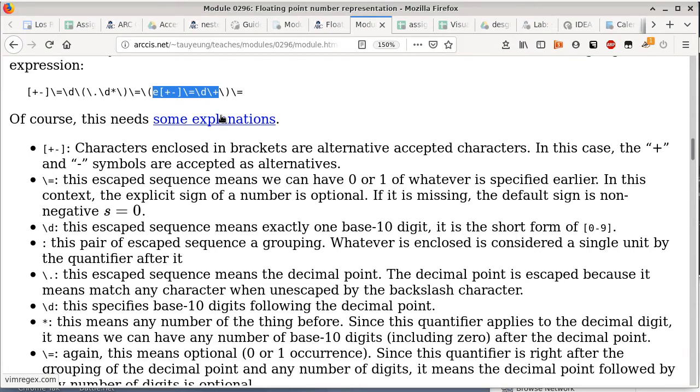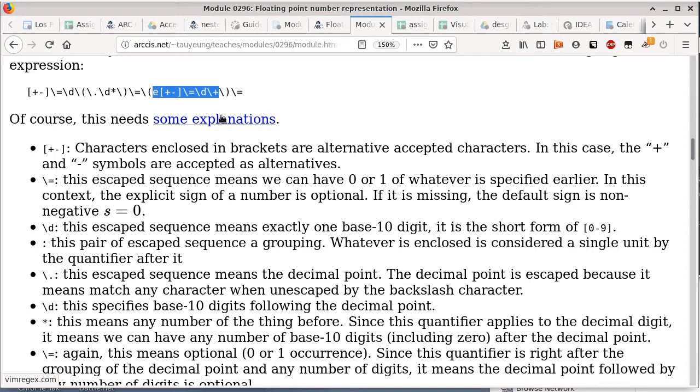And if I want to change the syntax to accept both lowercase or uppercase e to specify the exponent, then I would replace the lowercase e with a square bracket, lowercase e, uppercase e, close square bracket. Because then I have to choose one or the other. As long as it's not followed by backslash equal to, it is not optional. You have to have one of those two.